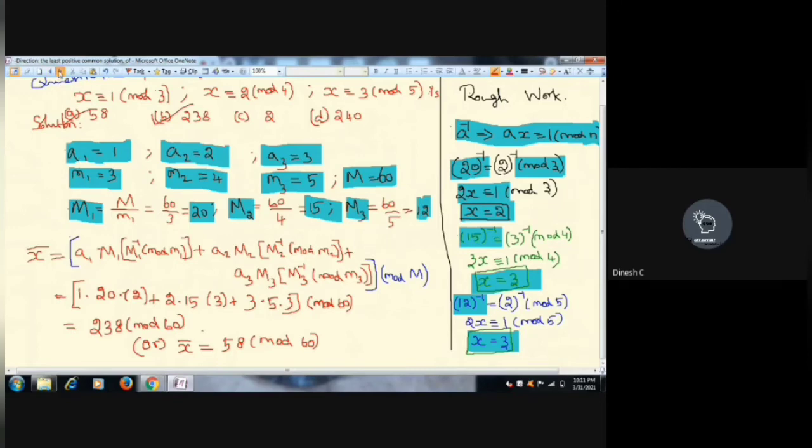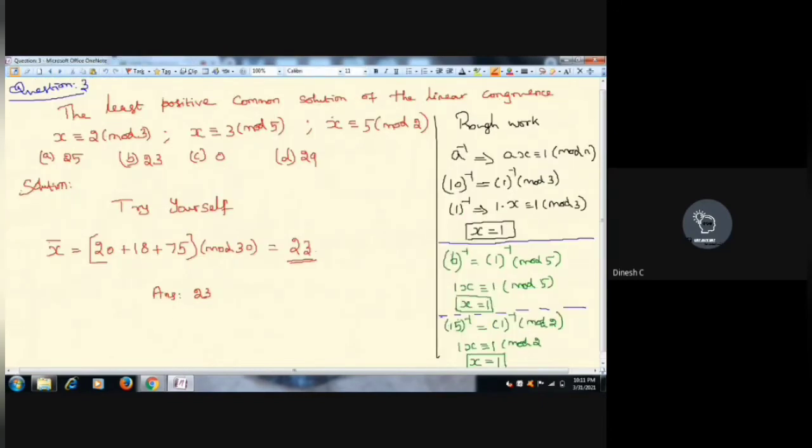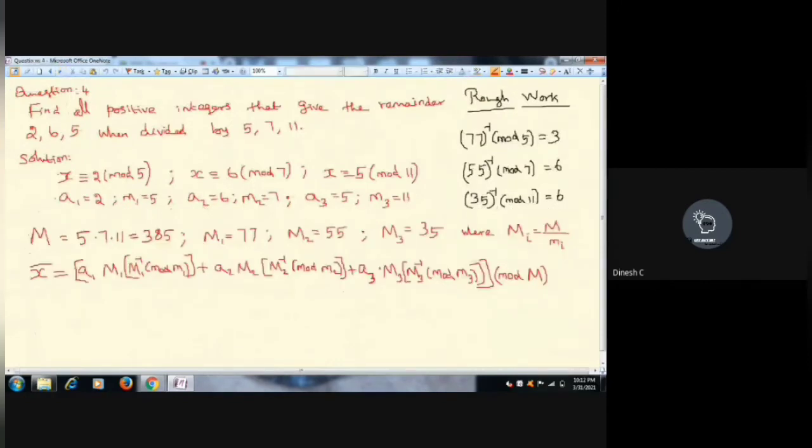Next, question 3. This question may be taken as an exercise. If you have a doubt, just see the previous problem solutions, you will get an answer. Okay, so another question, question number 4. Find all positive integers that give the remainder 2, 6, 5 when divided by 5, 7, 11.